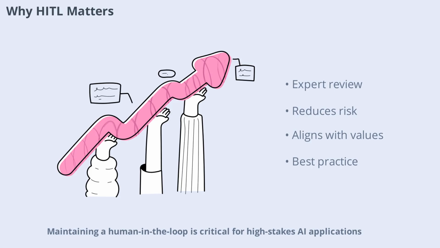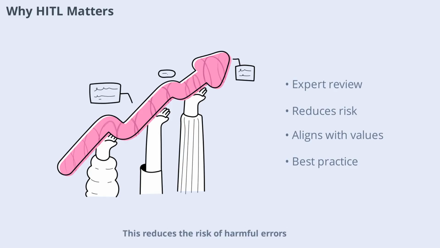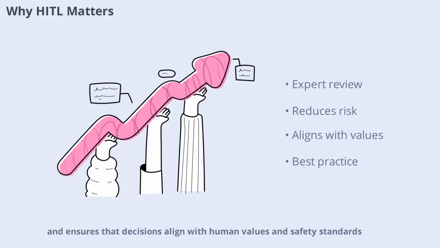Maintaining a human-in-the-loop is critical for high-stakes AI applications. Automated outputs are not sent directly to users. Instead, they are reviewed and verified by experts. This reduces the risk of harmful errors such as hallucinations or system failures and ensures that decisions align with human values and safety standards. HITL is a best practice for responsible AI deployment.